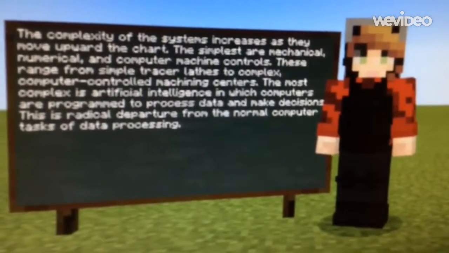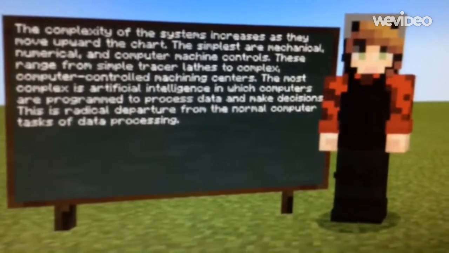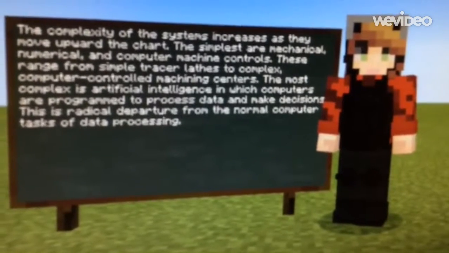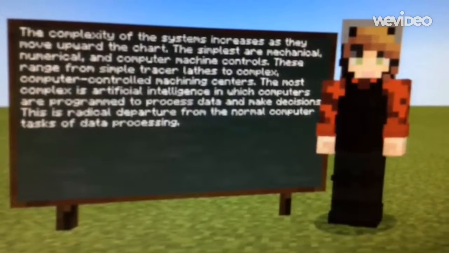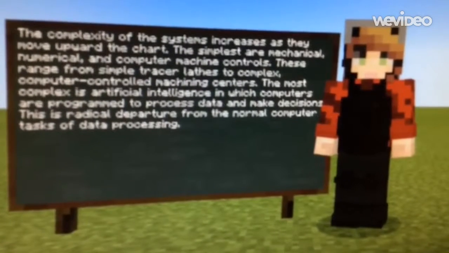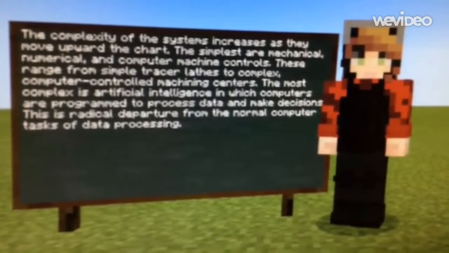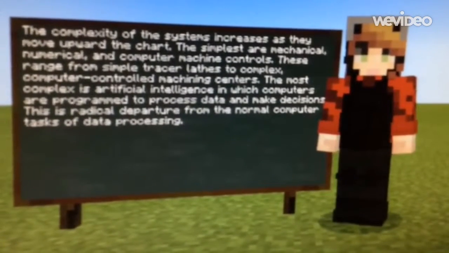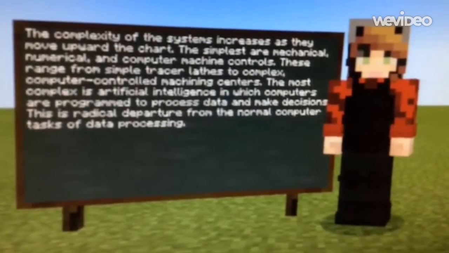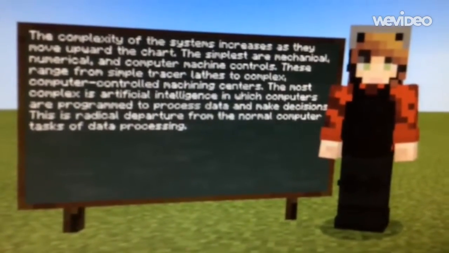The simplest are mechanical, numerical, and computer machine controls. These range from simple tracer lathes to complex computer-controlled machining centers. The most complex is artificial intelligence, in which computers are programmed to process data and make decisions. This is a radical departure from the normal computer tasks of data processing.